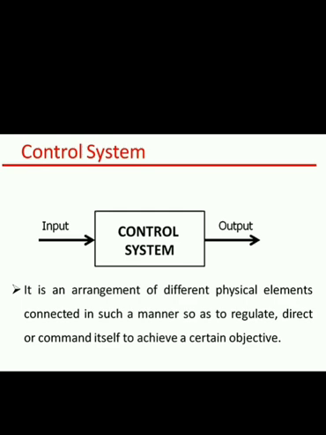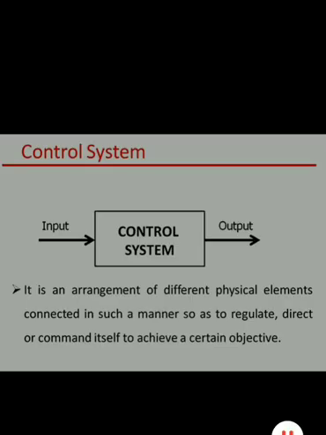It is an arrangement of different physical elements connected in such a manner so as to regulate, direct or command itself to achieve a certain objective. We can say if the output is controlled by input by that network, then that system is known as control system.